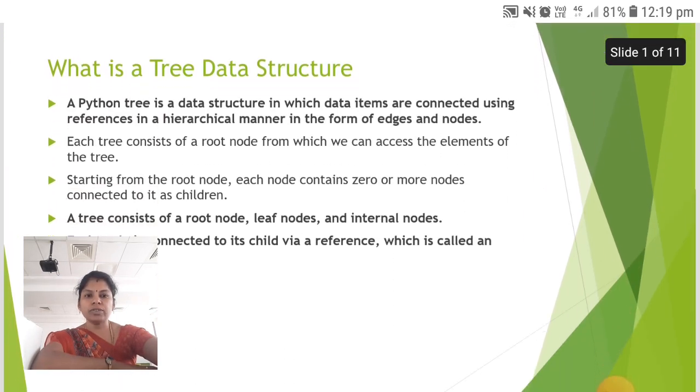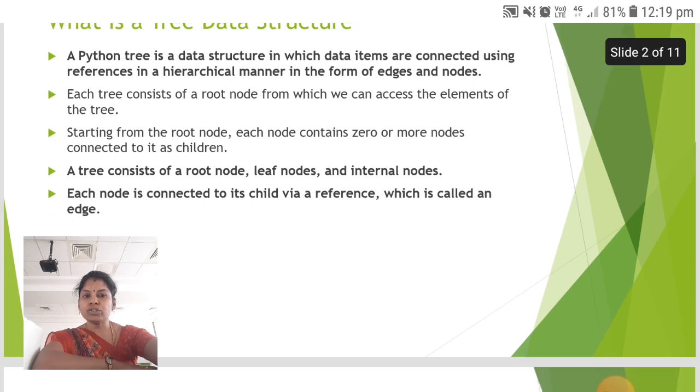So here we are going to see what a tree data structure is. A Python tree is a data structure in which data items are connected using references in a hierarchical manner, in the form of edges and nodes. Each tree consists of a root node from which we can access the elements of the tree. Starting from the root node, each node contains zero or more nodes connected to it as children. A tree consists of a root node, leaf nodes and internal nodes. Each node is connected to its children via a reference which is called an edge.